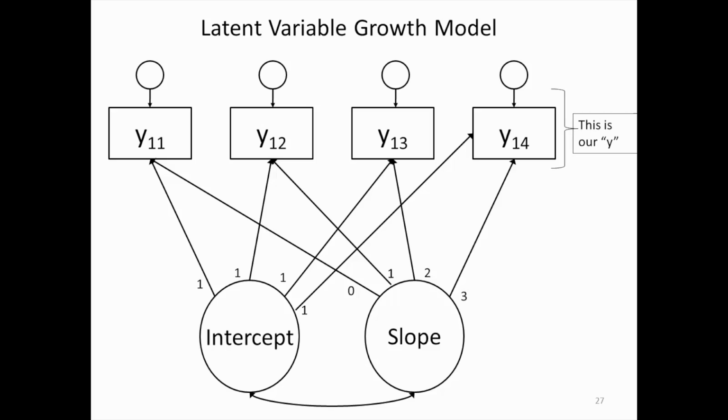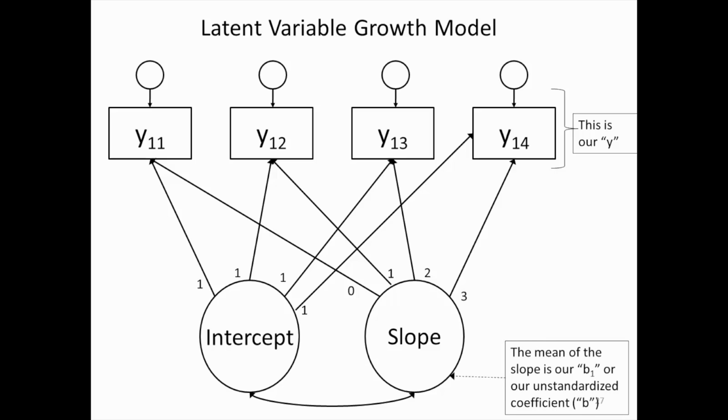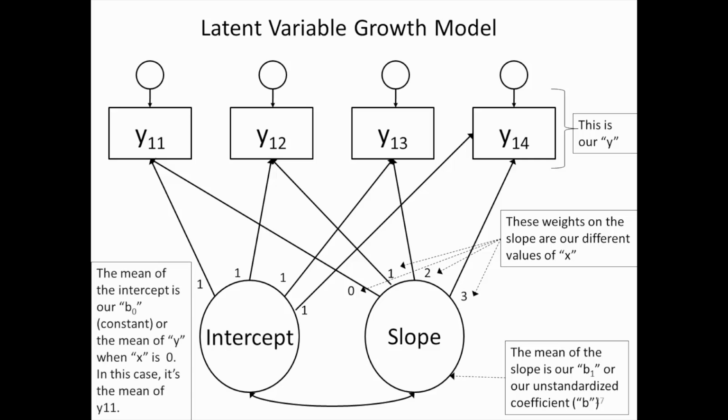Here we have the observed variables for our outcome at the 4 different time points. The mean of our slope, or unstandardized coefficient B, tells us the increase or decrease. Here are weights for our factor loadings. The mean of the intercept is the mean of y when x is 0, and I think I had mentioned those things.